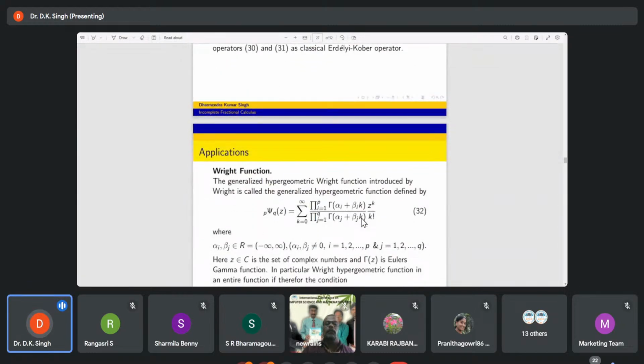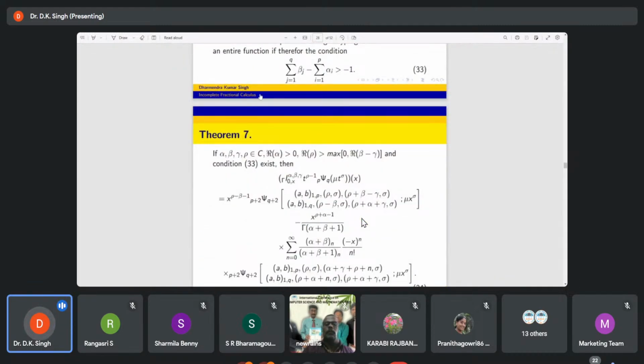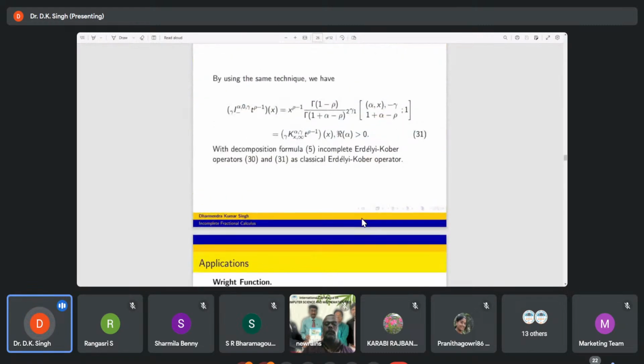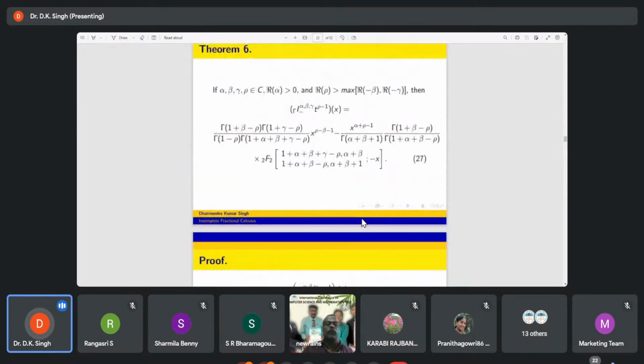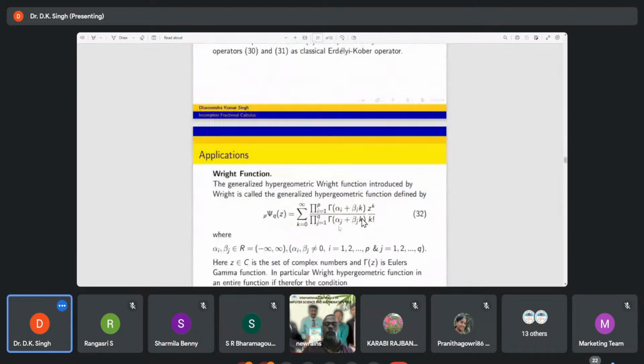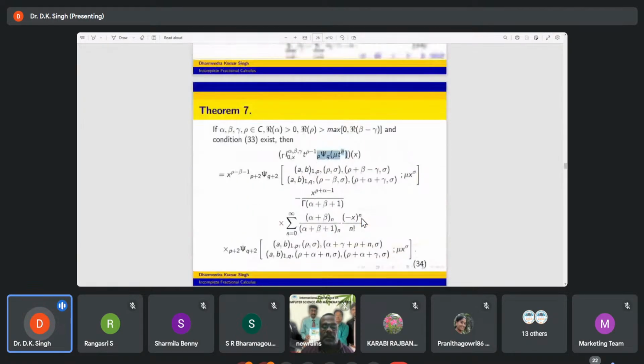Now we have a number of applications of this incomplete fractional calculus. First application is with the Wright function. This Wright function is nothing but a form of the generalized hypergeometric function. And if we use it in place of f(t), we have this formula. In place of f(t), we are using the Wright function form, and we calculate it using the previous method, theorem 1, theorem 2, theorem 3, theorem 4, like here. So you will get this result.